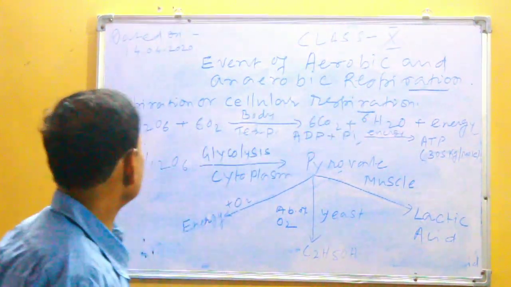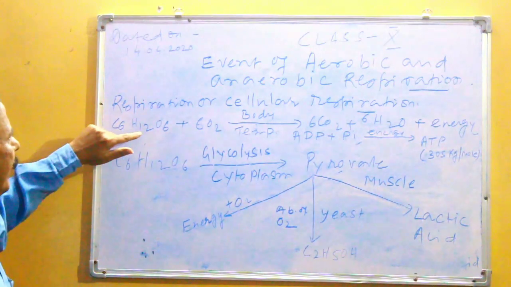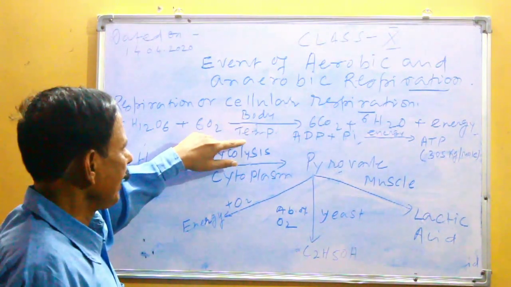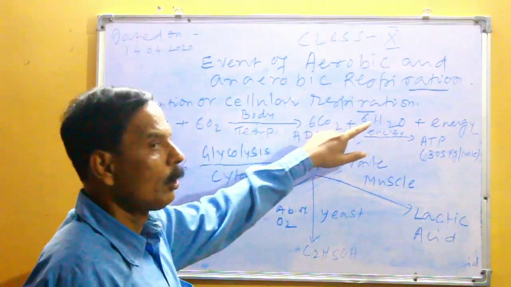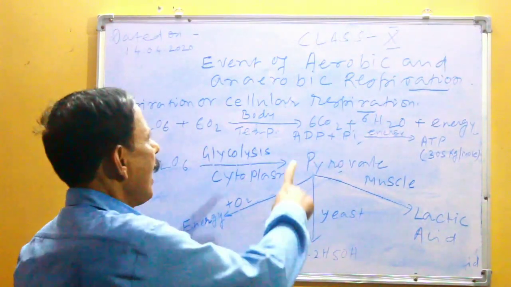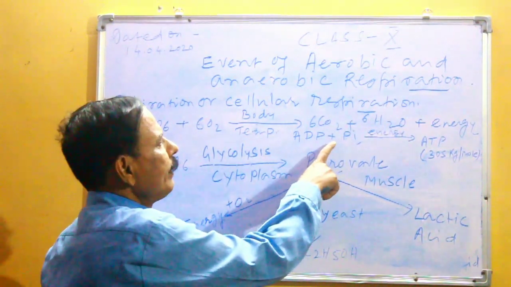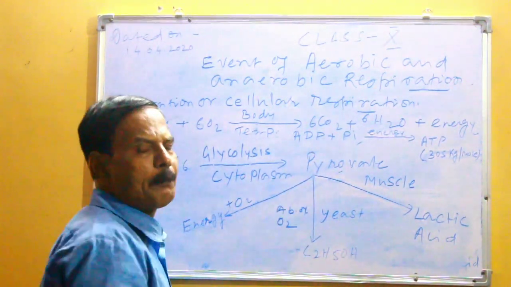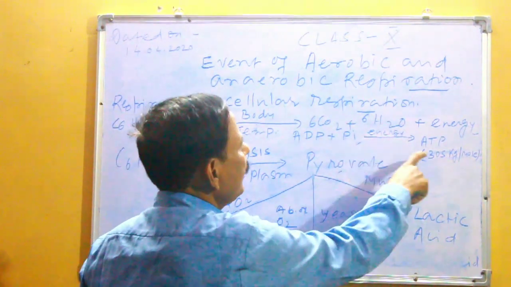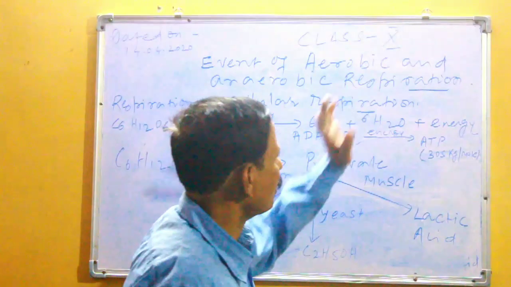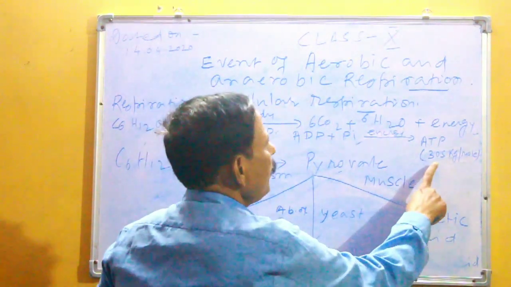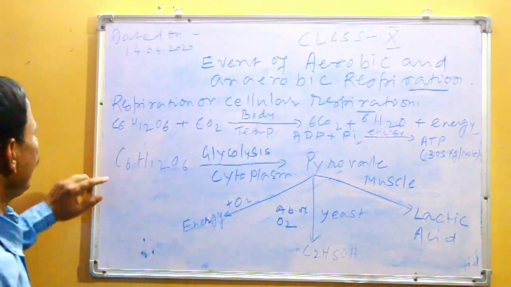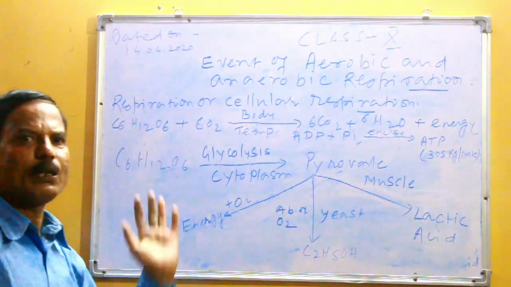Respiration, or cellular respiration: glucose C6H12O6 plus 6O2, in the body cell at body temperature, produces 6CO2 plus 6H2O plus energy. The energy is produced from ADP, adenosine diphosphate, plus Pi, where P stands for phosphate and i stands for inorganic. So the energy is produced in the form of ATP, approximately 30.5 kJ per mole.